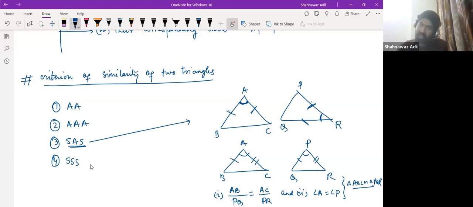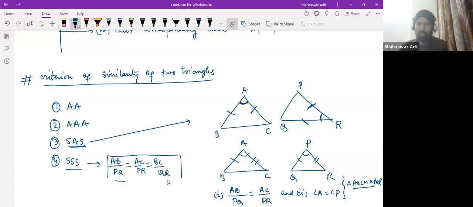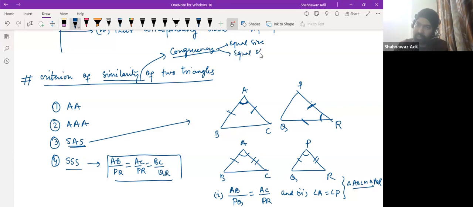And for SSS, you already know that AB by PQ should be equal to AC by PR, which should be equal to BC by QR. So all these three should be in equal proportion, right? In congruency, we had another set of rules. The names were somewhat similar, but in congruency, we had equal size and also equal shape as well.